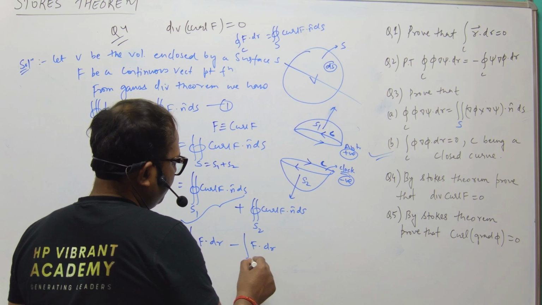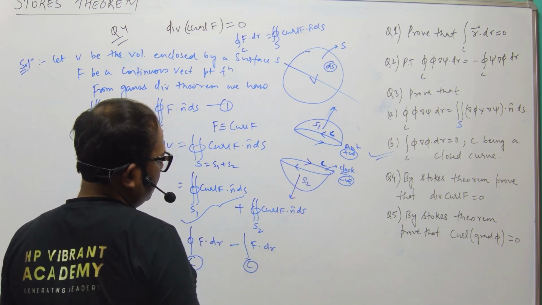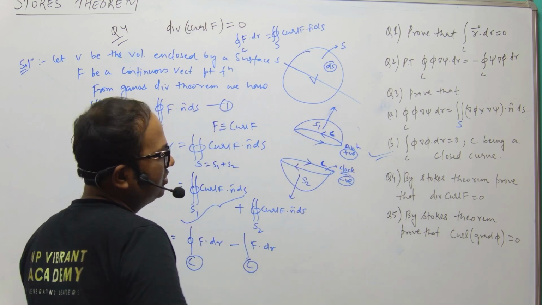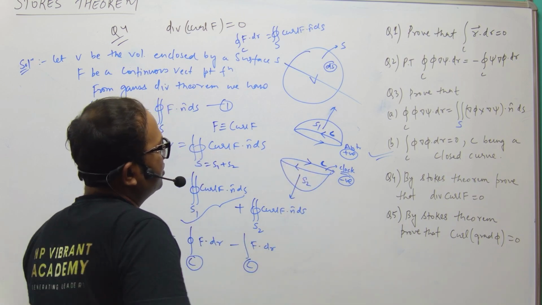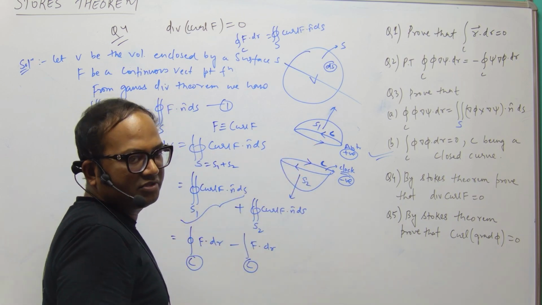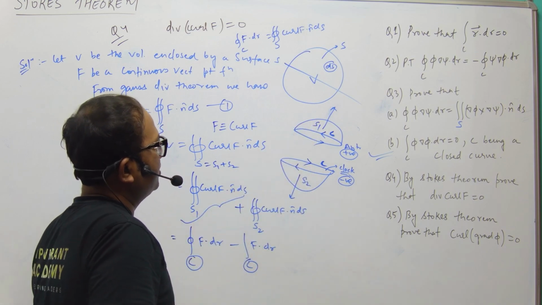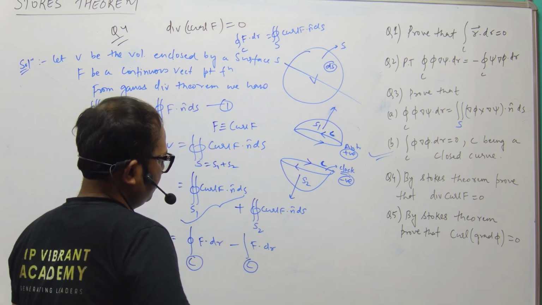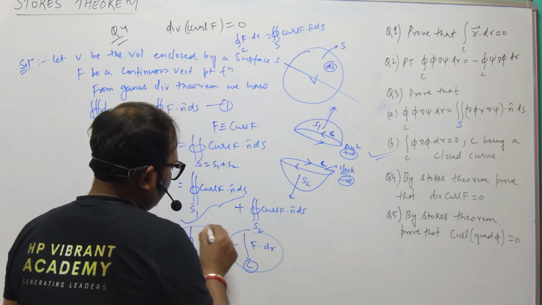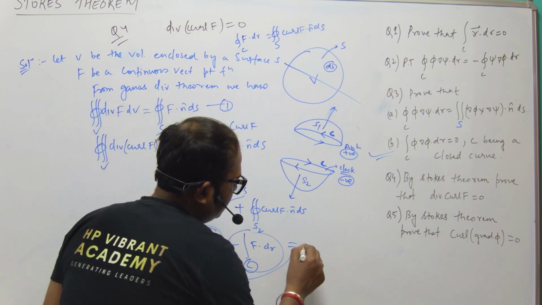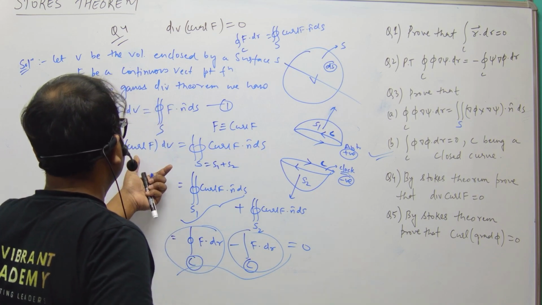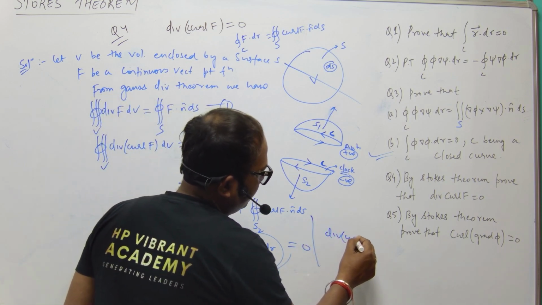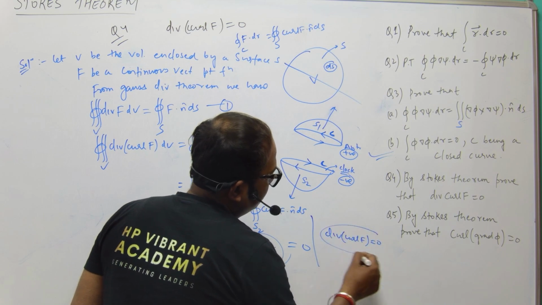This curve C is the same for both the surfaces, because surface S1 is enclosed by the curve C. Similarly, surface S2 is enclosed by the curve C, which is the same in both cases. In the case of S1, it is in anti-clockwise direction, but in the case of S2, it is in clockwise direction. This expression is negative, and both will cancel out each other. So the result is 0. This means the divergence of curl of f dv is equal to 0. Hence we can say that the divergence of curl of f is equal to 0.